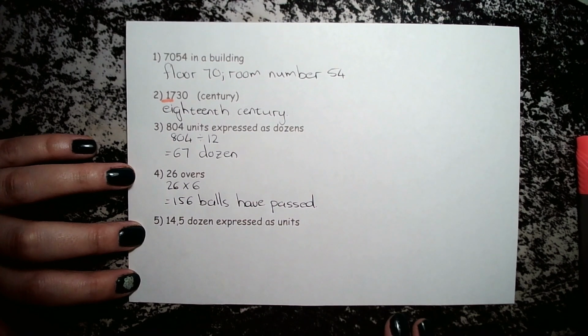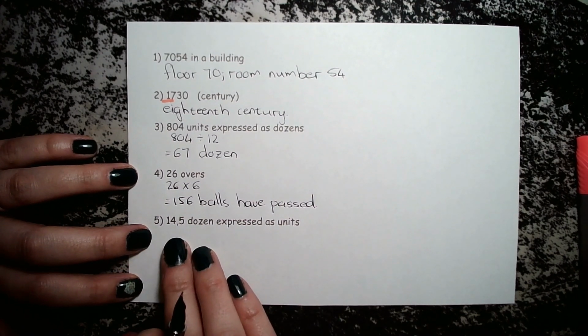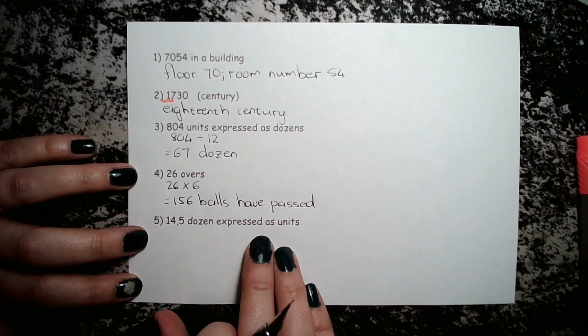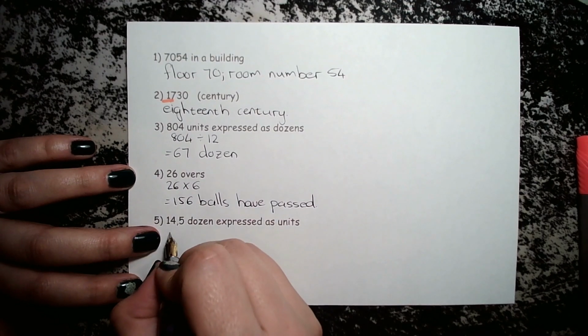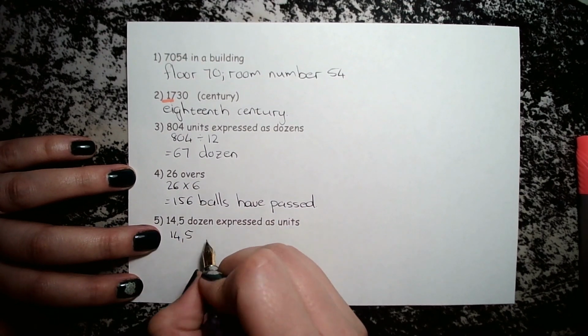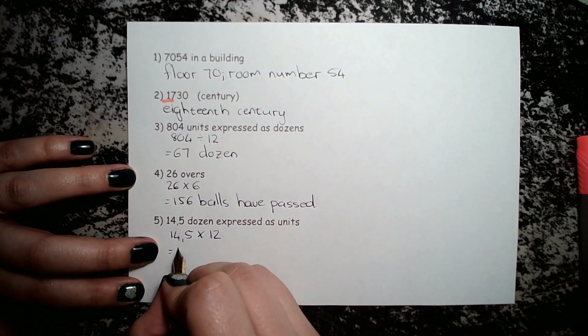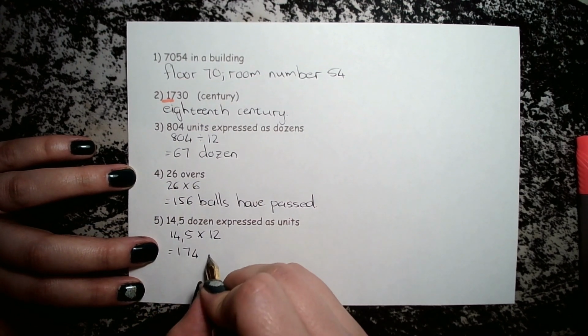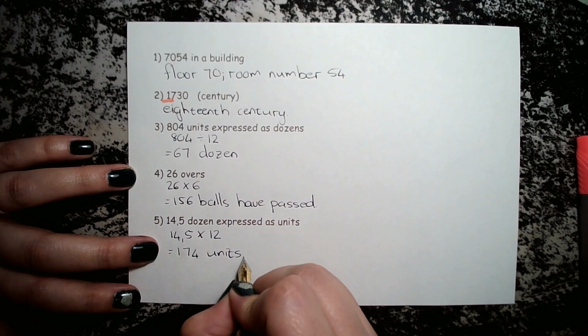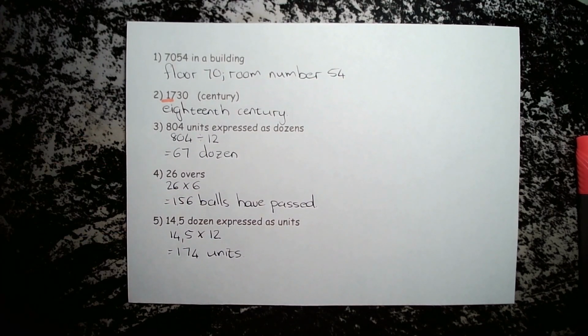For number 5, 14.5 dozen expressed as units. So you would take that 14.5, you would multiply that by 12, and you get that that is a total of 174 units.